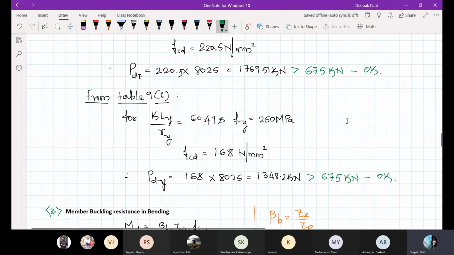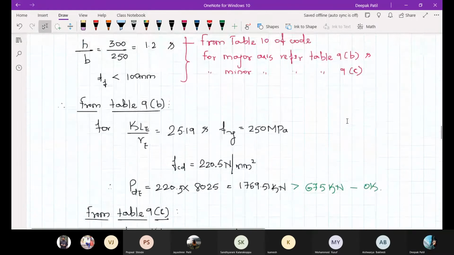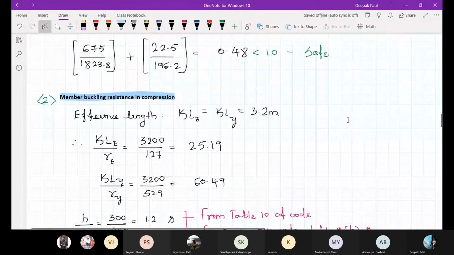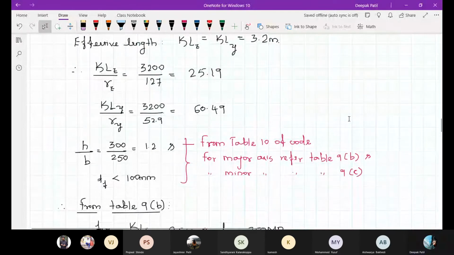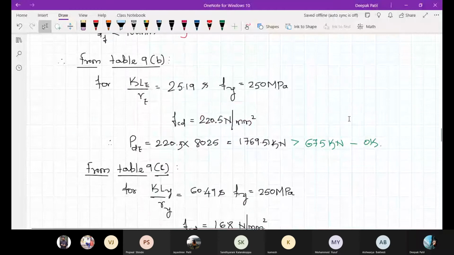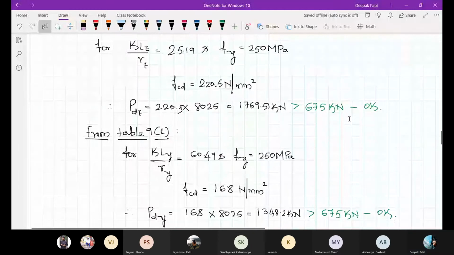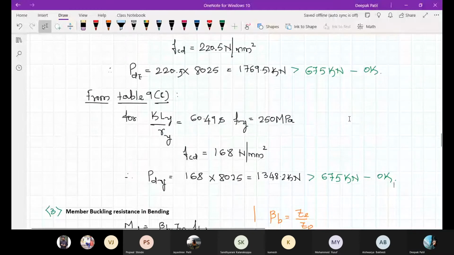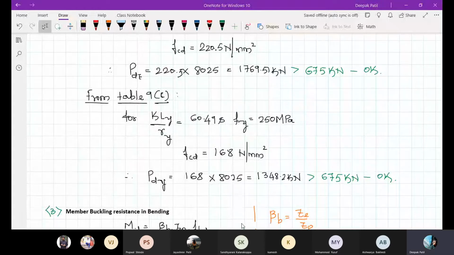Are you clear, students, with this check? Are you clear? Any doubts you have? Any doubts, students?